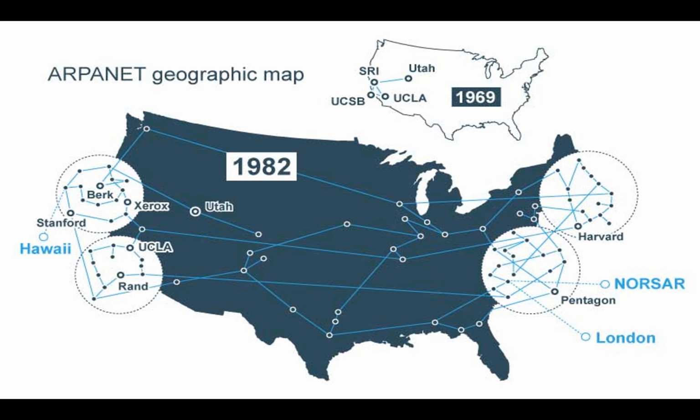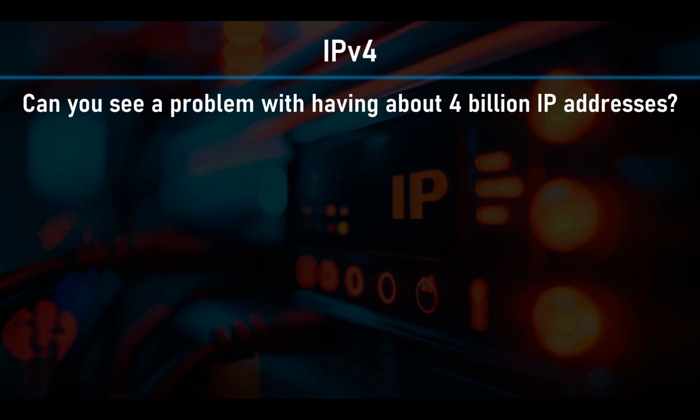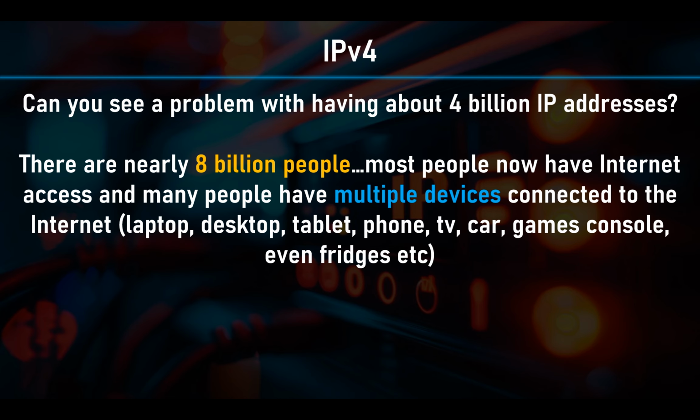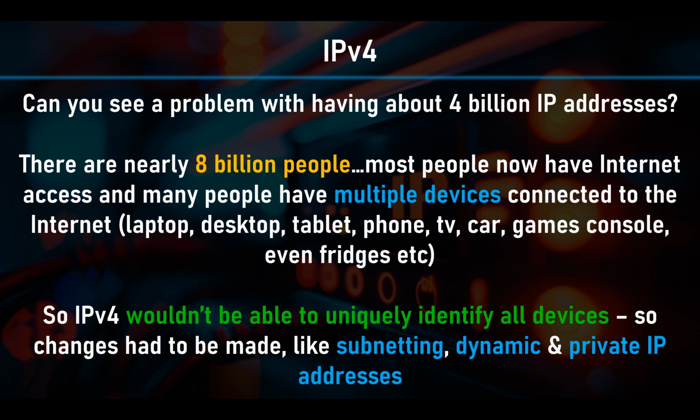In 1982, you can see how many people were using the internet, ARPANET. Obviously in 1969 it was even smaller. So, as we mentioned, there are 8 billion people and people have multiple devices. Basically, there are not enough IP version 4 addresses. The number of IP addresses is not going to be able to uniquely identify all devices in the world.